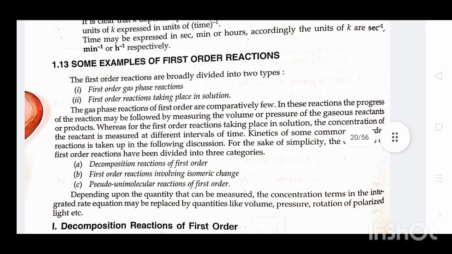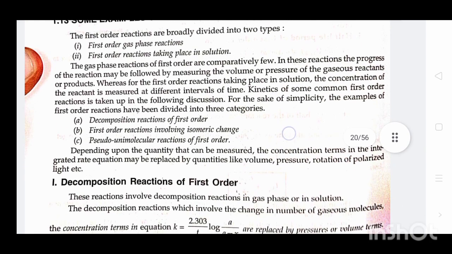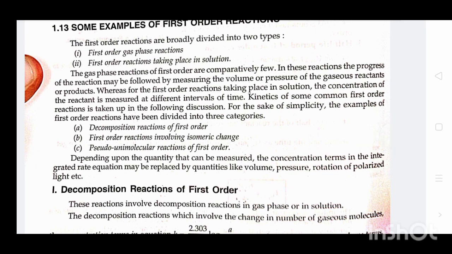Some examples of first order reaction. First order reactions are broadly divided into two types: first order gas phase reactions and first order reactions taking place in solution. The gas phase reactions of first order are comparatively few. In these reactions, the progress of the reaction may be followed by measuring the volume or pressure of the gaseous reactants or products, whereas for first order reactions taking place in solution, the concentration of reactant is measured at different intervals of time. Kinetics of some common first order reactions is taken up in the following discussion.